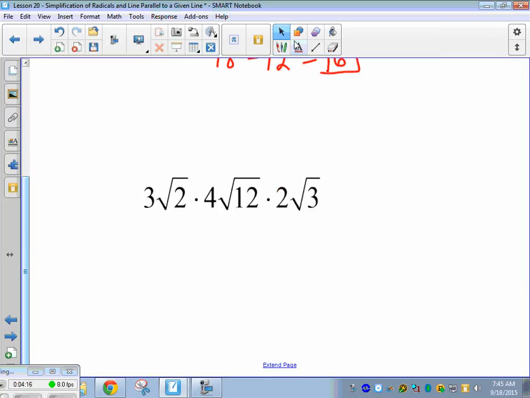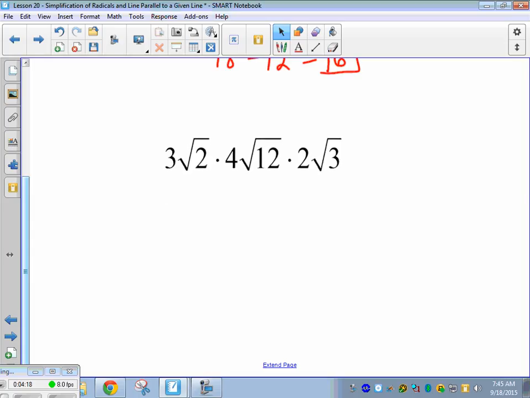All right, this one's just all multiplication. So write that down: 3 square roots of 2 times 4 square roots of 12 times 2 square roots of 3. So raise your hand if you know which numbers multiply together.